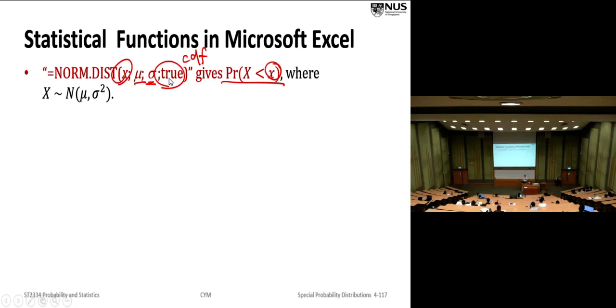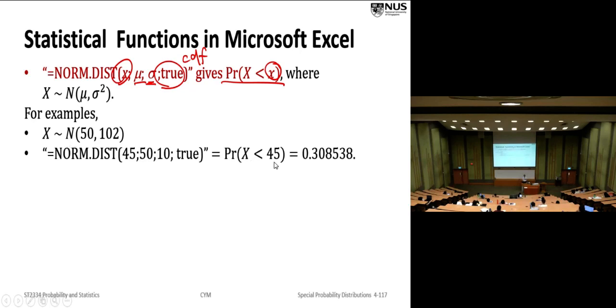If you put false, the number Excel returns will not be the cumulative probability, but instead the probability density function for the continuous case. So if I want to find the probability of x less than 45, I put 45 here, the mean is 50, and there's an error here. It's not 102, it should be 10 squared. So the standard deviation is 10 and the variance is 10 squared. It will give you 0.308.